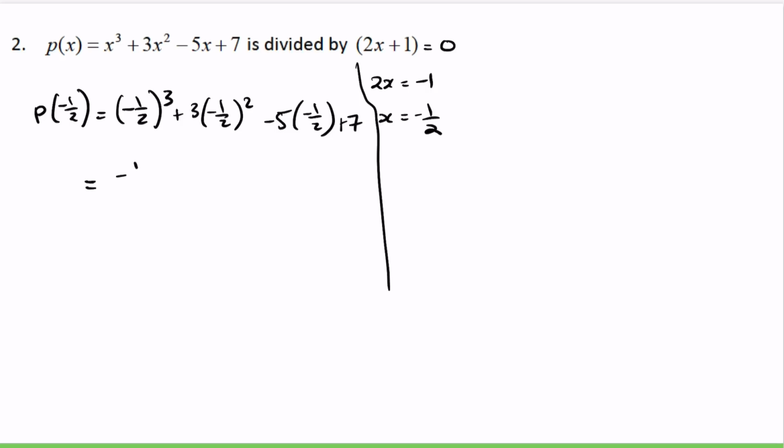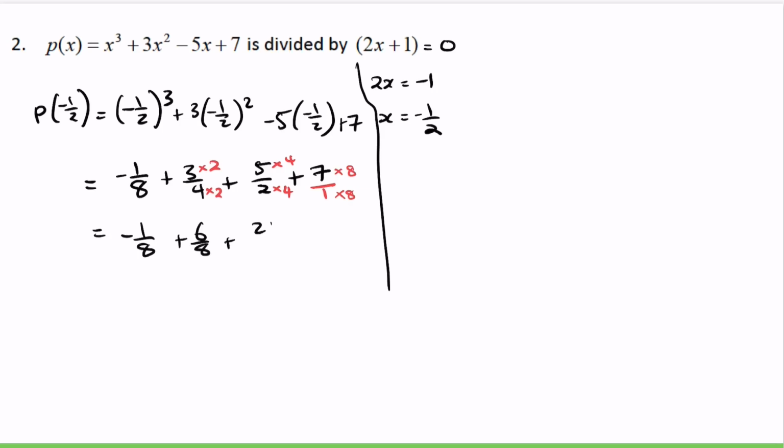Negative a half cubed is negative 1 on 8. Negative a half squared is positive a quarter times 3, so that'll be 3 quarters. Negative and negative makes positive, so that'll be 5 on 2 plus 7. Just to make my life easier, I'm going to put all of these onto a denominator of 8, because that's our largest common factor. So in terms of fractions, I will have 1/8 plus 6/8 plus 20 over 8 plus 56 on 8, and when you add that all together, you'll get 81 on 8.